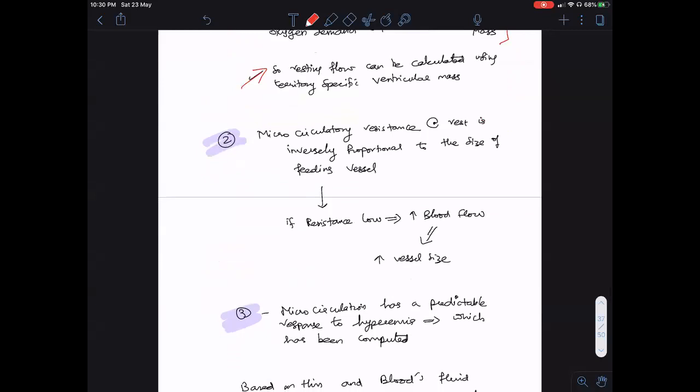The second assumption is that the total microcirculatory resistance at rest is inversely proportional to the size of the feeding vessel. So if the total microcirculatory distal bed resistance is less, this means there is a rush of blood, more blood flowing into that territory, which probably means that the vessel supplying this territory is a big vessel. So this is the second assumption.